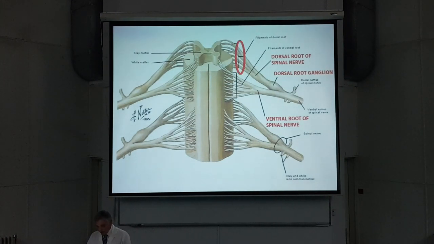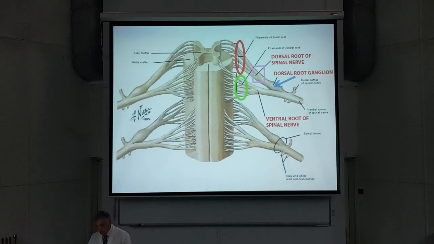Dorsal side of the spinal cord, rootlets. They are sensory. Then the dorsal root. The dorsal root has a ganglion where the cell body of the sensory pathway is present.